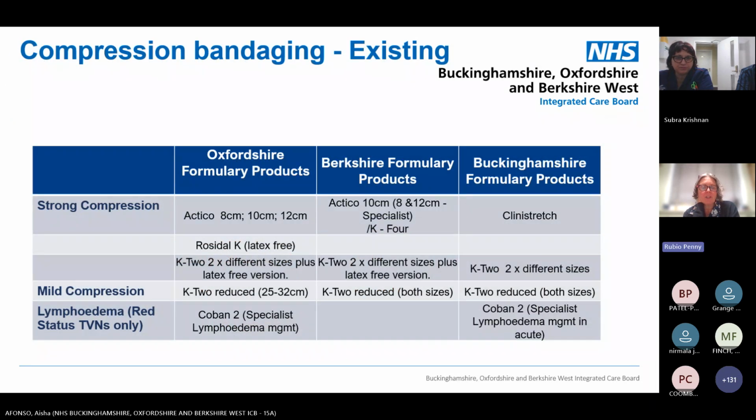So compression bandaging, we're seeing a little bit of change here across the area. Most areas have had Actico, Buckinghamshire had Clini Stretch. Then K2 has been used a lot, but in Oxfordshire we had Coflex as well. Not as strong compression, but as mild compression. And then Coban 2 has been around in some, but not all areas. So if we could have the next slide.